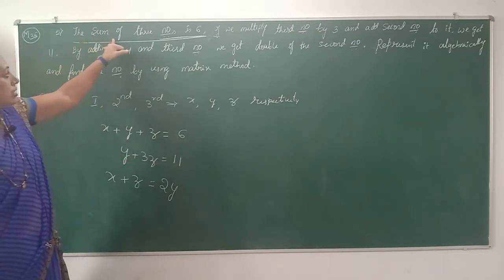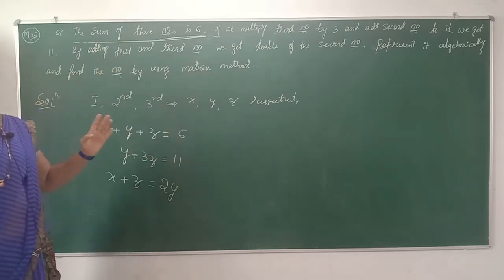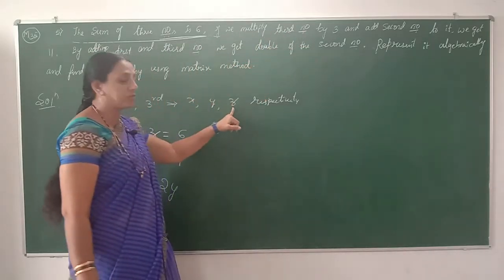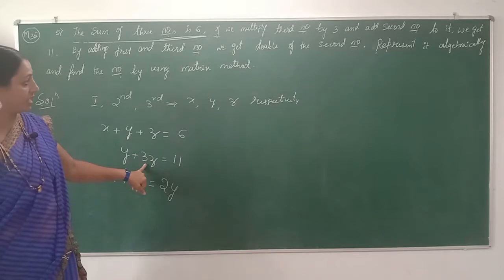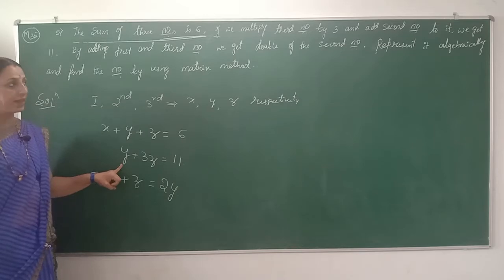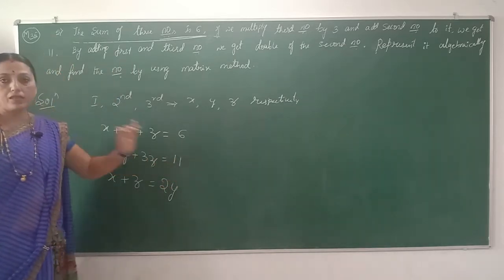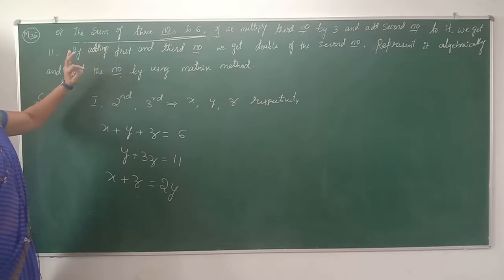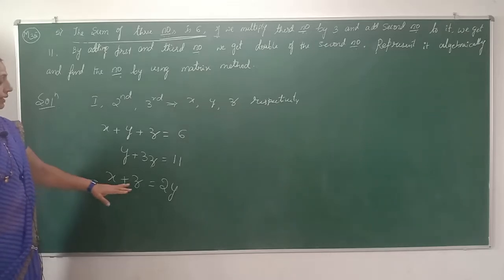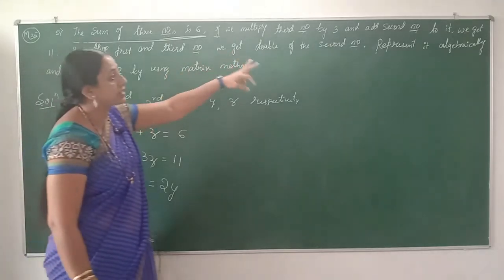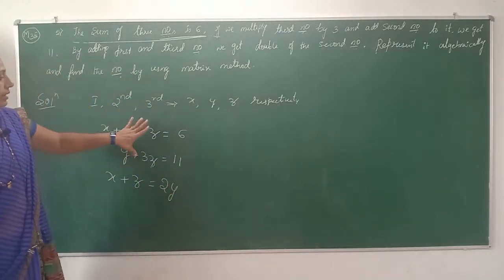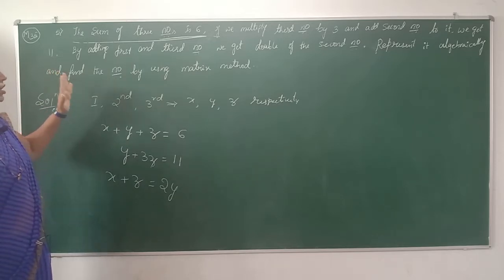Now the first condition is that the sum of the 3 numbers is 6. Therefore x plus y plus z is equal to 6. The second condition is to multiply the third number by 3. The third number is z, multiplied by 3 is 3z, and adding the second number y, we get 11. And the third equation is by adding the first and third numbers, x and z, which is equal to double the second number, that is 2y. So these are the representations of the equations in algebraic form.